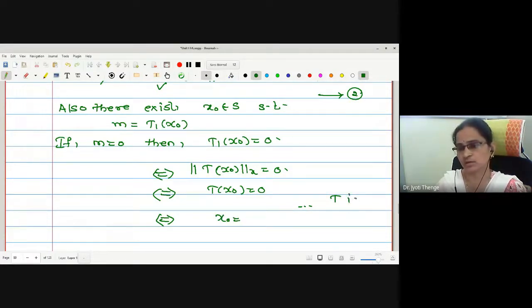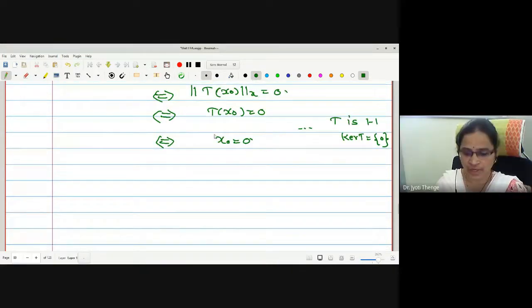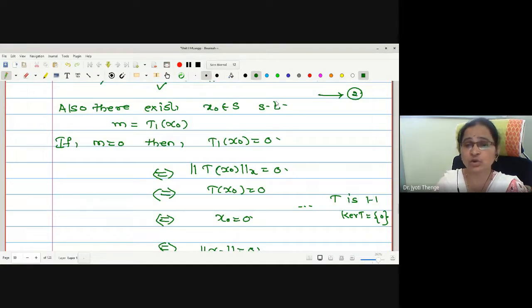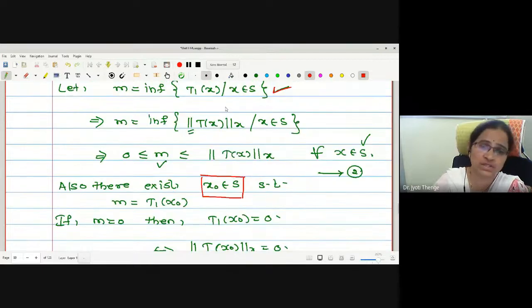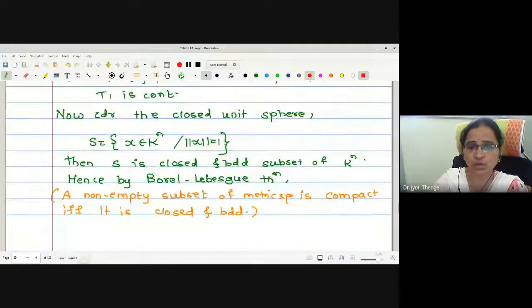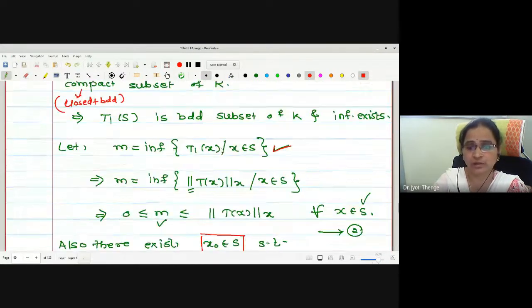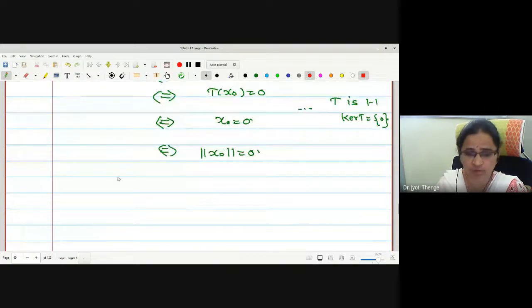T is 1-1. Therefore, kernel T is the singleton {0}, right? Therefore, x naught is 0. If x naught is 0, what about norm x naught? It is 0. But if norm x naught is 0, will it be a member of S? In S, we have taken only those elements having norm value exactly equal to 1. Therefore, this x naught will not be a member of S.